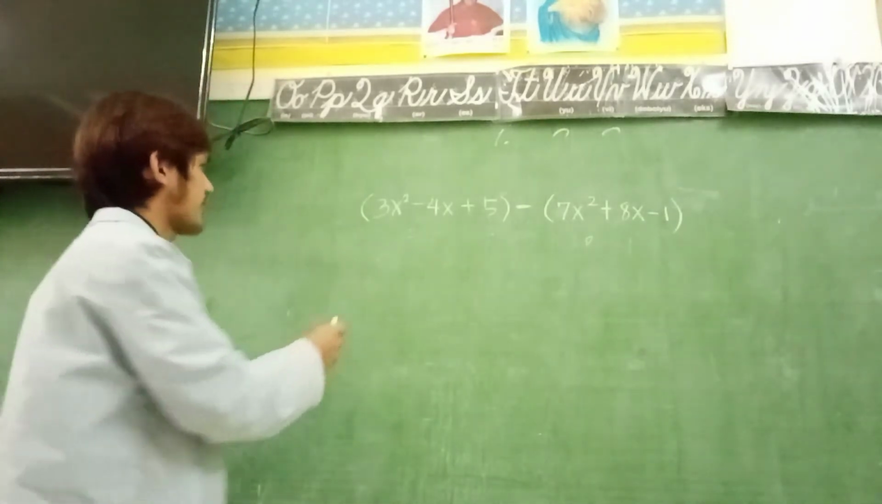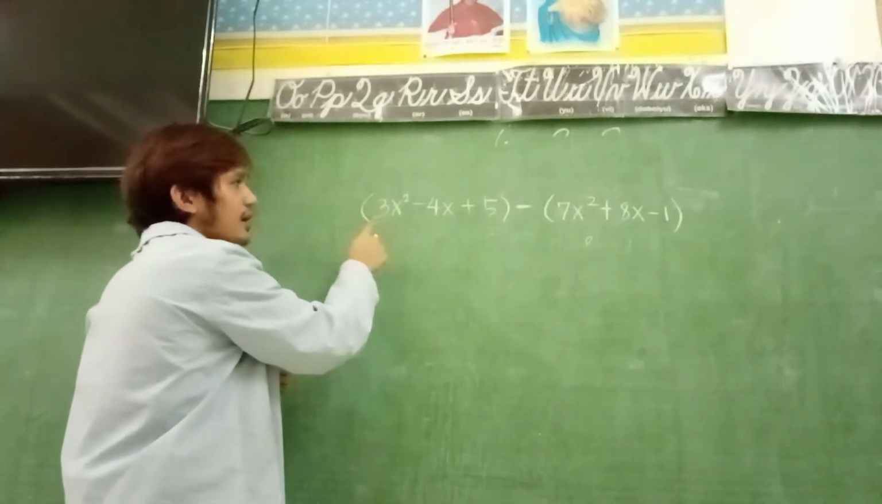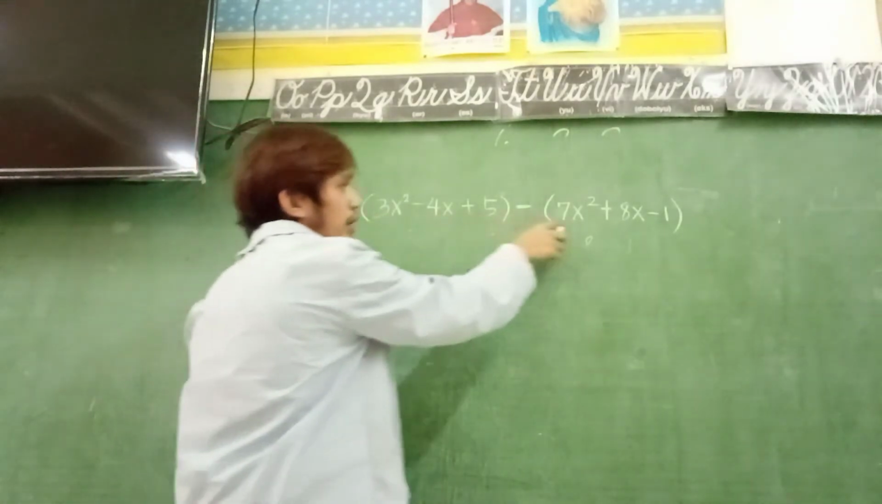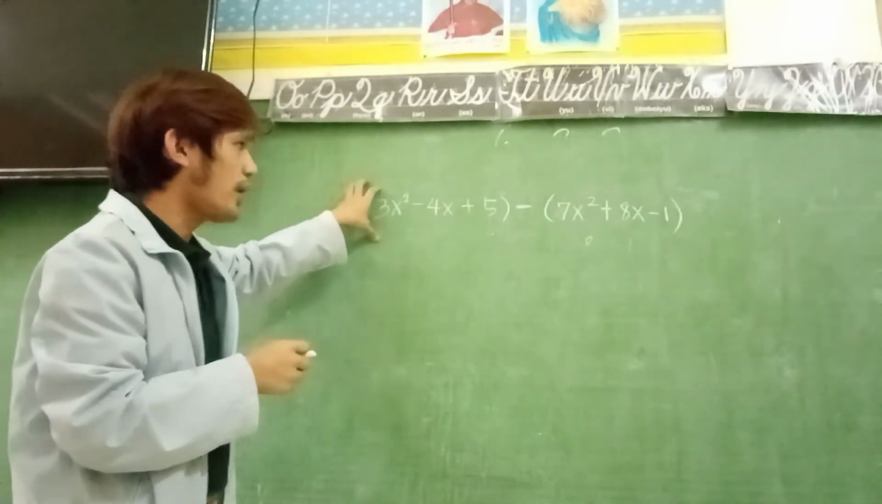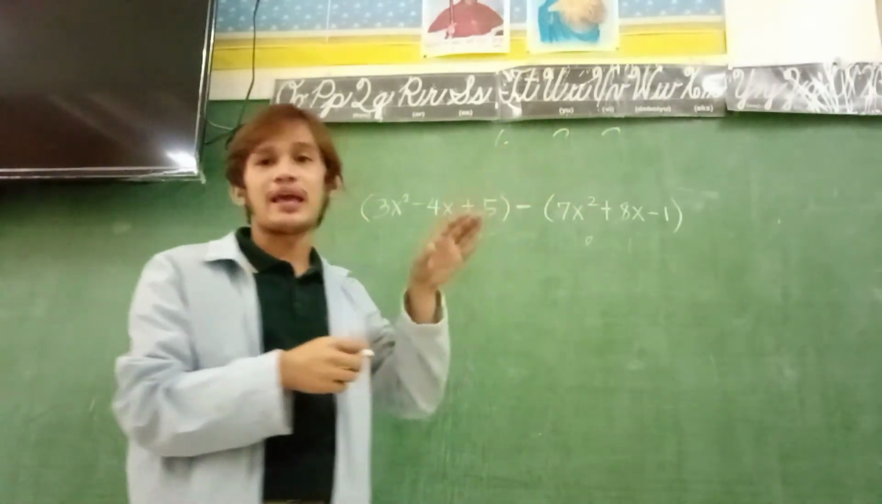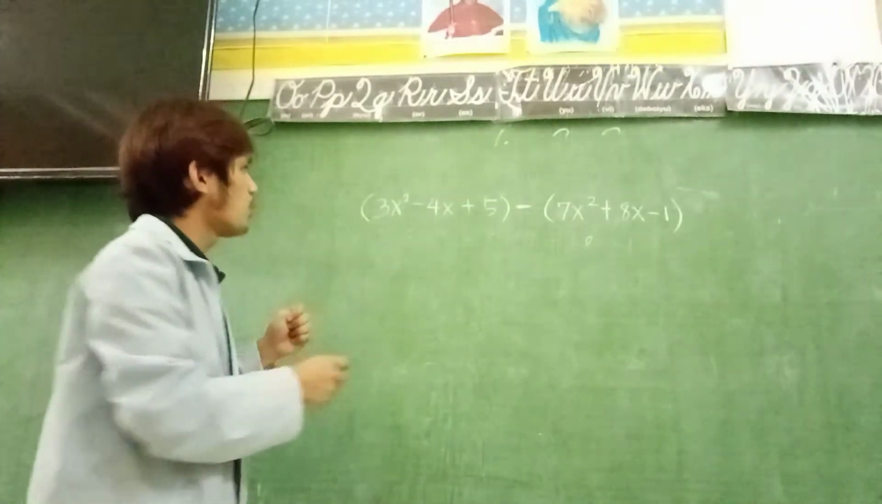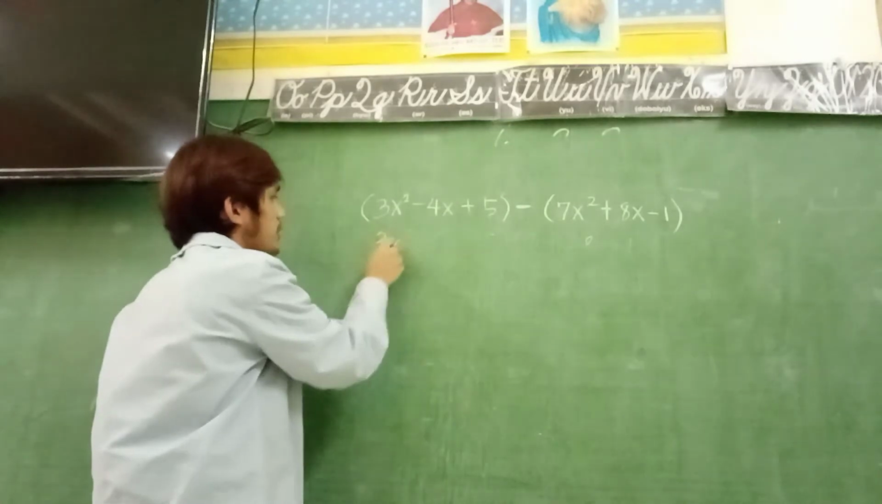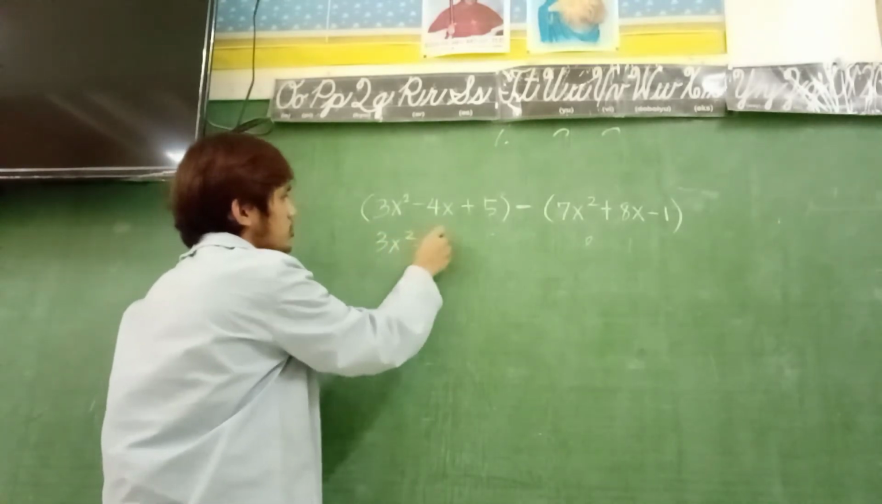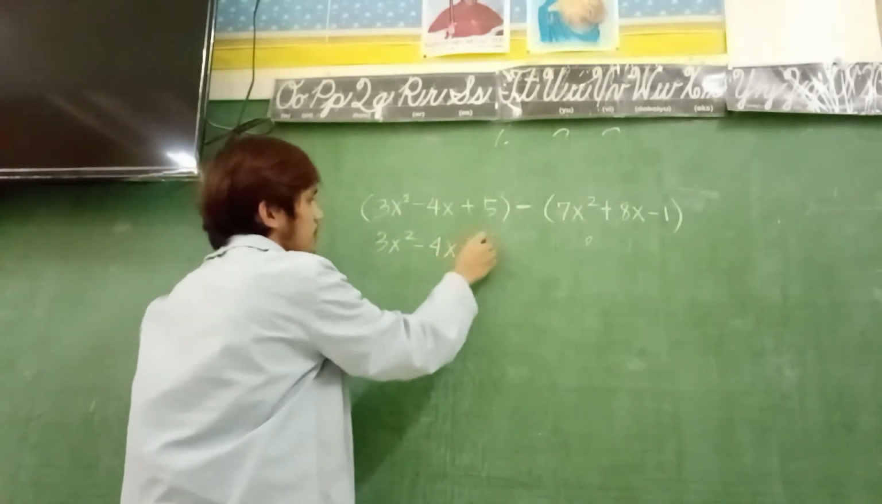Horizontal muna tayo, horizontal. Di ba? This is the minuend, well, this is the subtrahend. Di ba? So, alam natin yan. This is the minuend and this is the subtrahend. Okay? So, what you're going to do is to remove them from the parentheses. So, this will become 3x squared minus 4x plus 5.